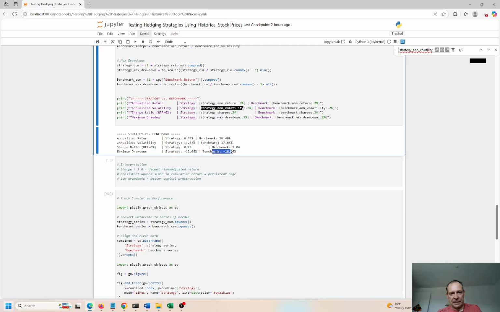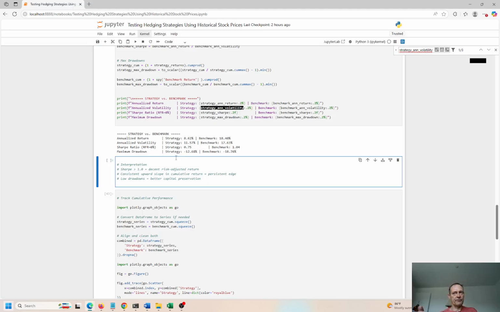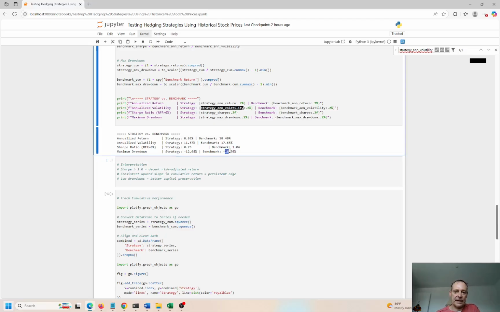Benchmark is negative 18. So this is interesting that the portfolio is really underperforming on these three metrics, but it's actually outperforming on this maximum drawdown because the maximum loss from the high point of the portfolio to the current point is only 12% loss, right? And for the benchmark, it's actually 18%.